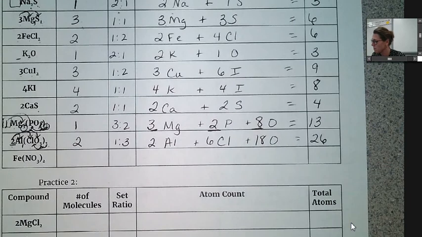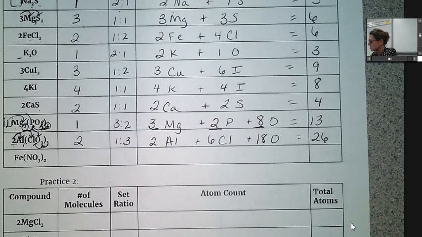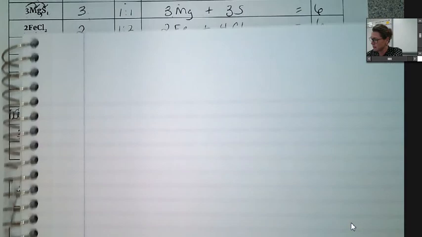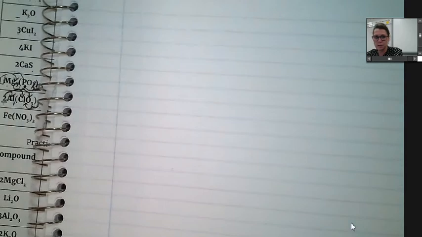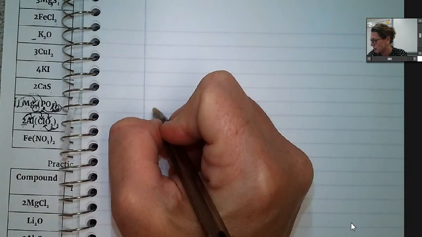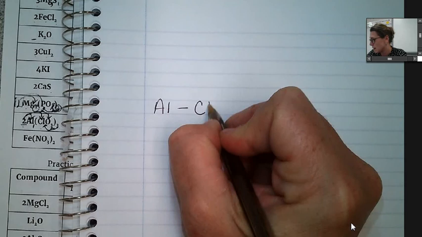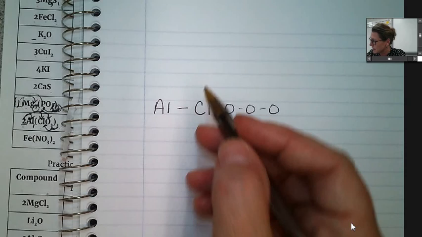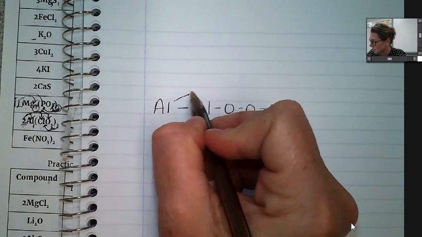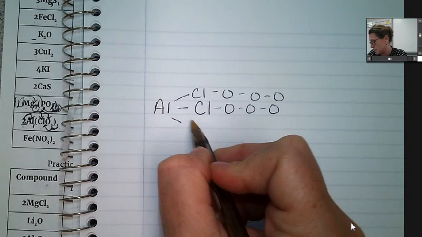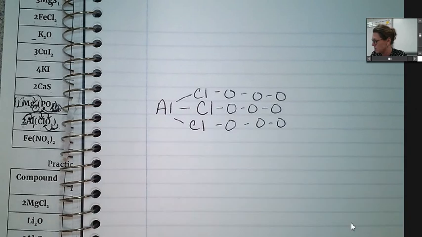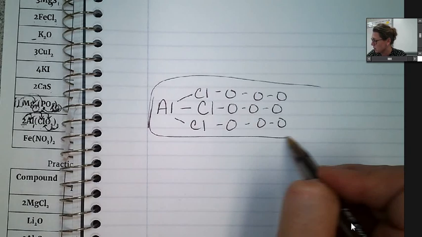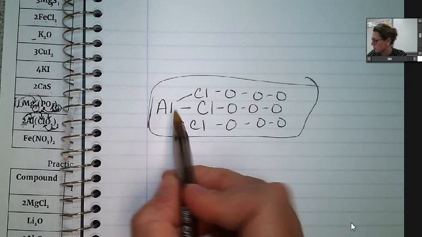So what I want to show you is, if I were to draw this out just really quickly, I'm going to move this right here so I can show it to you drawn out. On my notebook paper, I have an aluminum bonded to a chlorate, and that's chlorine and 3 oxygens. All right, and there's actually 3 of them, 3 chlorates. So you see, this is one big molecule. That's 1 aluminum chlorate.